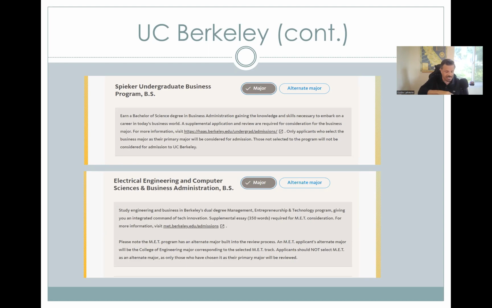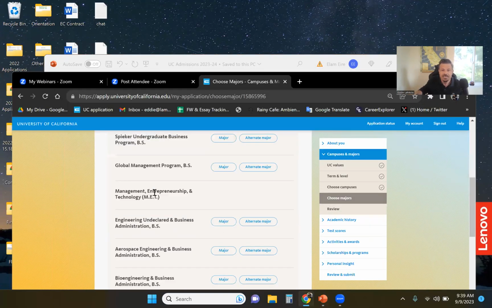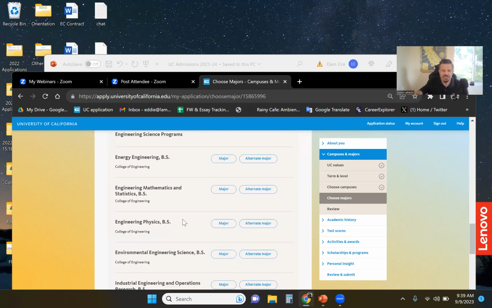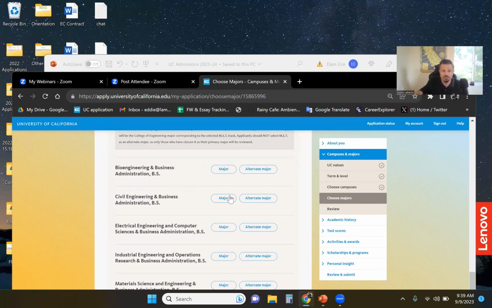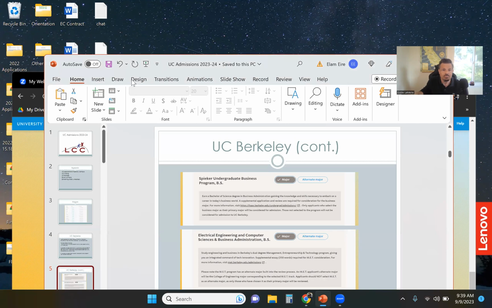So in this case, I selected EECS. But you can see just about anything. You go into Haas, that's right. You got to go into engineering in here, and then you're looking at engineering undergrad in business, engineering undeclared in business, aerospace engineering in business, civil in business. So you're evaluated for the combined program first, and then after that, if not admitted, you'll be considered for the individual major program.